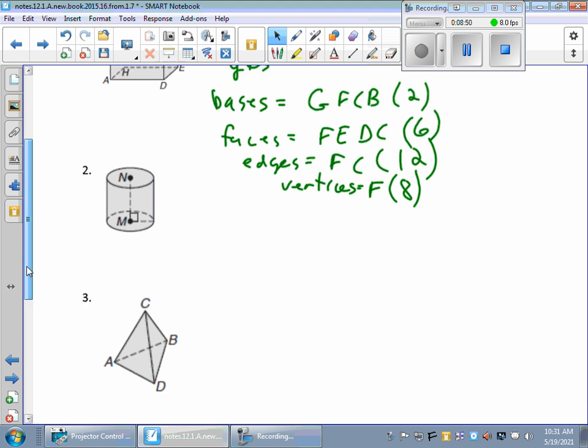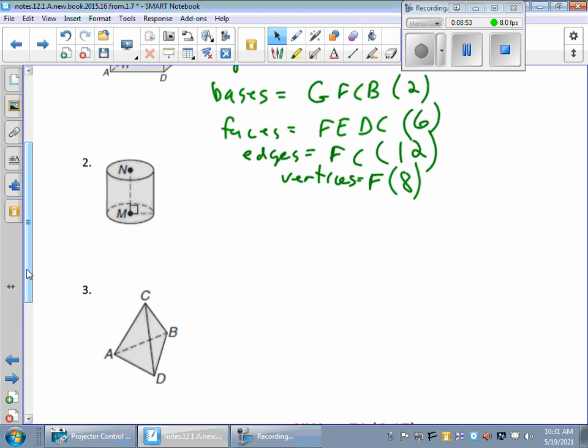Man, I can't get this. There we go. So looking at number 2. Number 2 is a cylinder. Try to work a little bit over here.